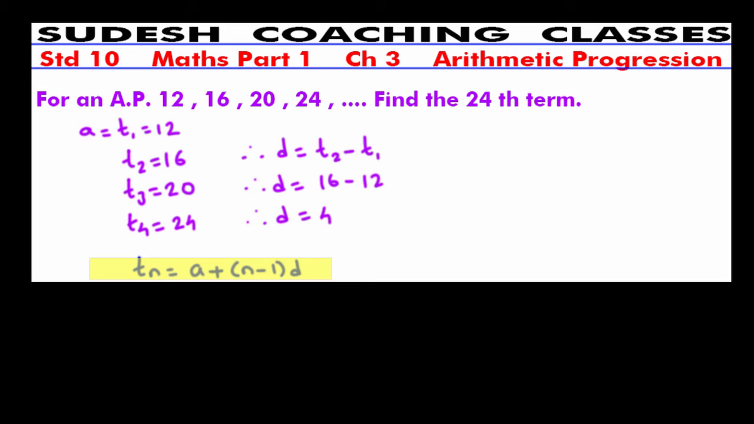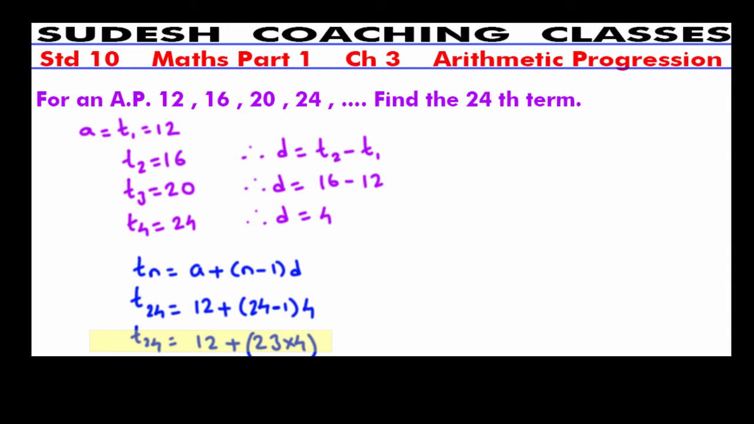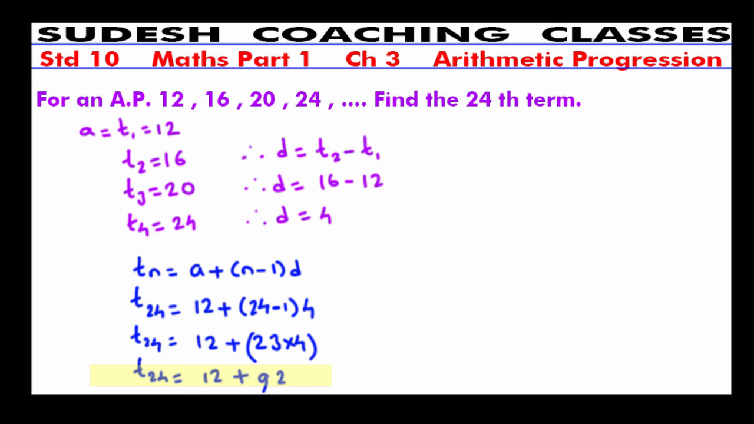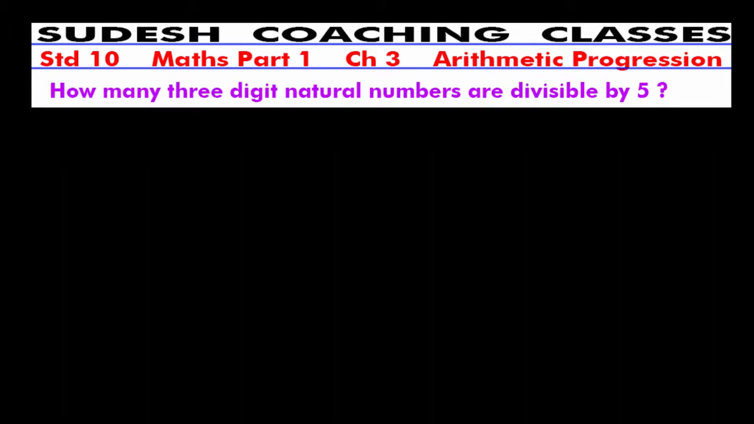Let's find Tn is equal to A plus n minus 1 into D. Substituting the values, T24 is 12 plus 24 minus 1 into 4, which will give 24 minus 1 will give us 23, right? And 23 into 4 will give us 92. This 92 plus 12 will give us 104. So the 24th term is 104.